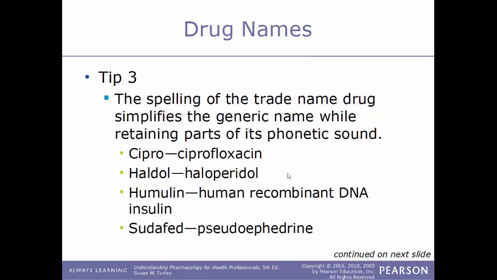Tip number 3, the spelling of the trade name simplifies the generic name, but still retains parts of the phonetic sound. See, the trade name Cipro is a shortened form of the generic drug ciprofloxacin. Haldol is a trade name, short for haloperidol. Humulin, which we talked about earlier, that's the trade name. The generic name, human recombinant DNA insulin. Sudafed, that's a shortened form of the generic drug pseudoephedrine.